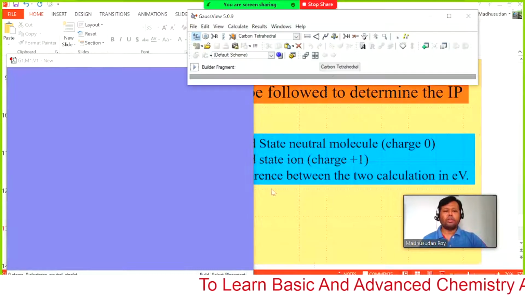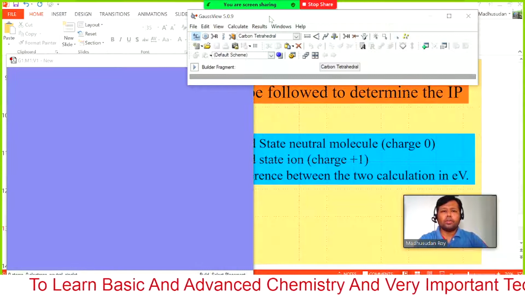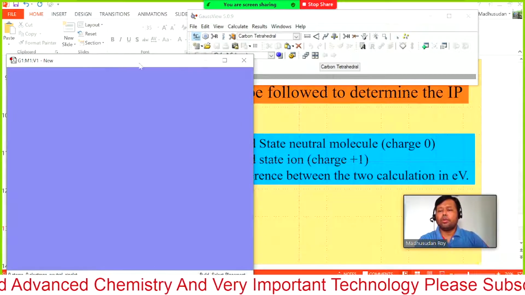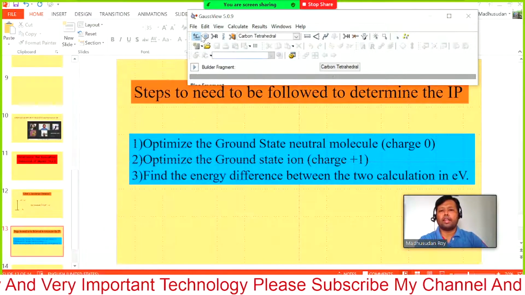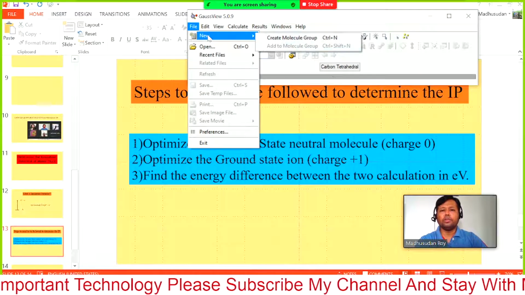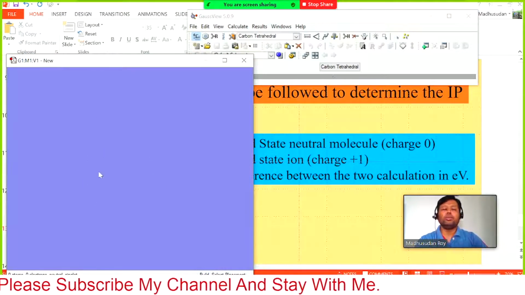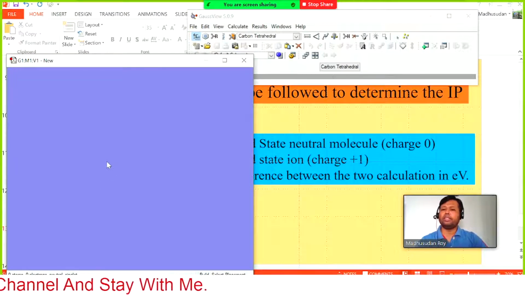Just if you have one water molecule, first we have to go to our program. This is our program, and this is one of the empty files. Maybe if you do not have an empty file, we can create one this way: file, new, and create a molecule group. That will give you the new molecule group. You can draw different molecules or atoms, whatever you want, here.